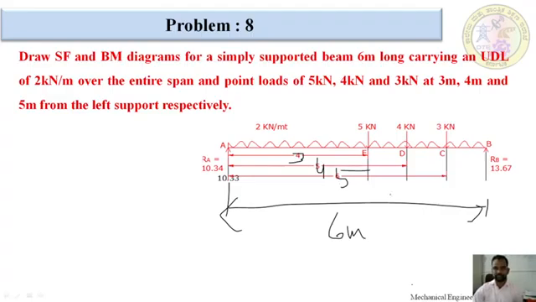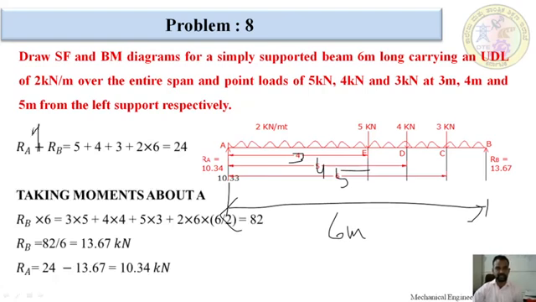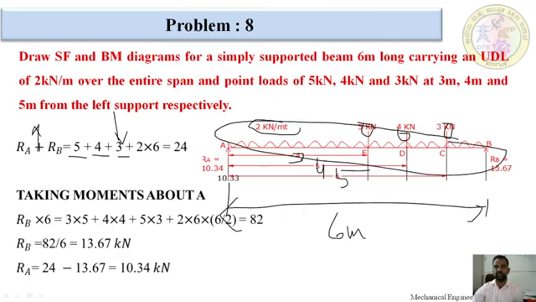Okay. Before that, I am going to find the reactions. We are only considering forces. Upward force is RA plus RB. Downward forces are 3 kilonewton, 4 kilonewton, 5 kilonewton and 2 into 6, because the entire length has UDL. For that reason 2 into 6: the total distance is 6, magnitude is 2. Total is 24.